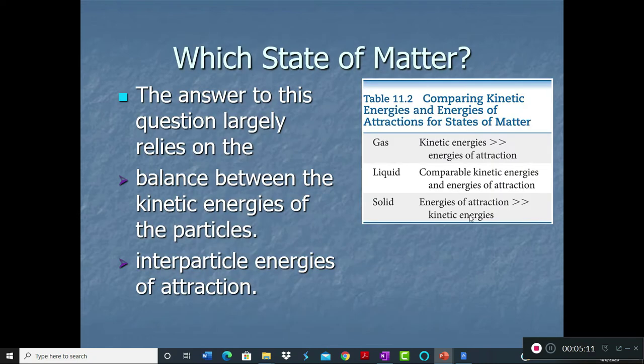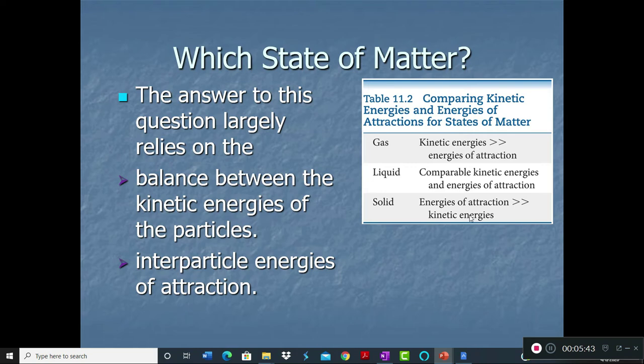Okay. So which state of matter is something going to be in? Well, here's where we overthink states of matter. There are two different major types of energy involved in determining what state of matter a material is in. There's the kinetic energy that the molecules have, that means how much they're moving around and how much energy is there, and the attraction between the molecules.